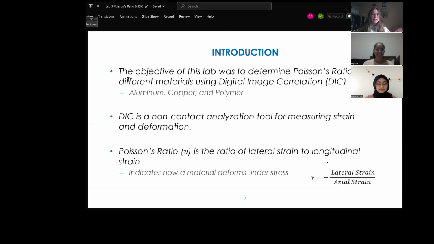The objective of this lab was to determine Poisson's ratio for different materials using digital image correlation, known as DIC. Our materials were aluminum, copper, and polymer. DIC is a non-contact analysis tool for measuring strain and deformation, and Poisson's ratio, often denoted as ν, is the ratio of lateral strain to longitudinal strain. It indicates how a material deforms under stress and can be found using that equation.